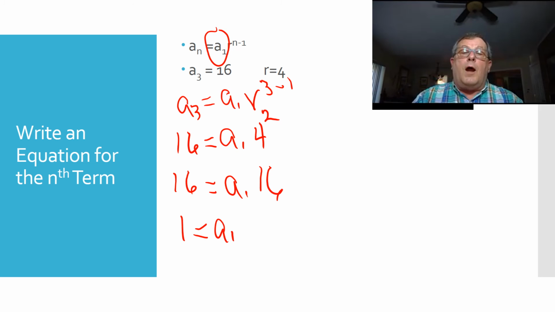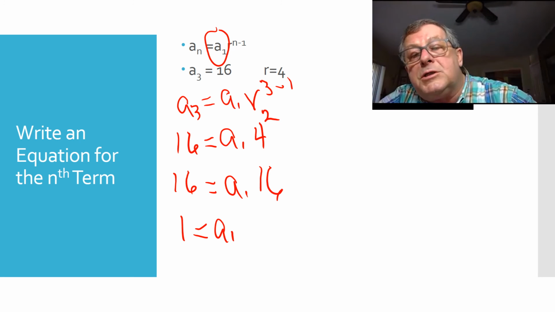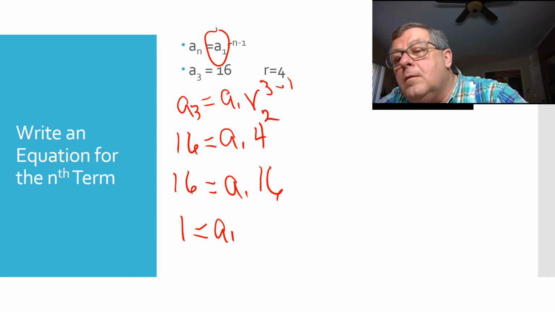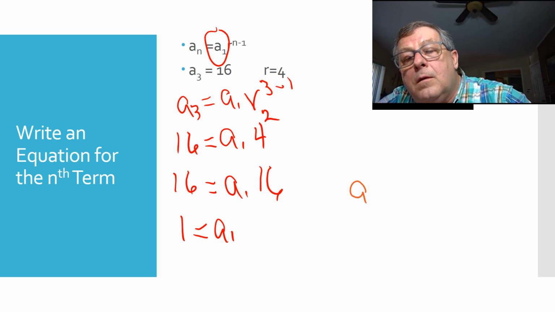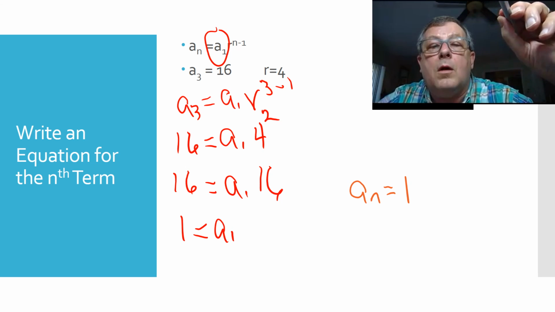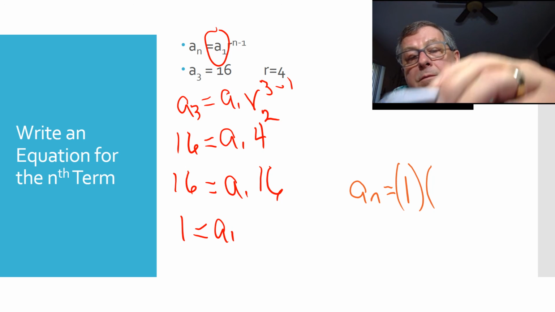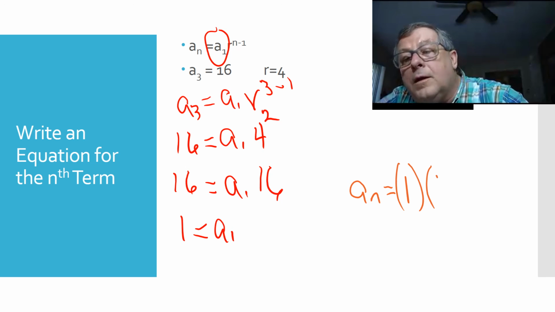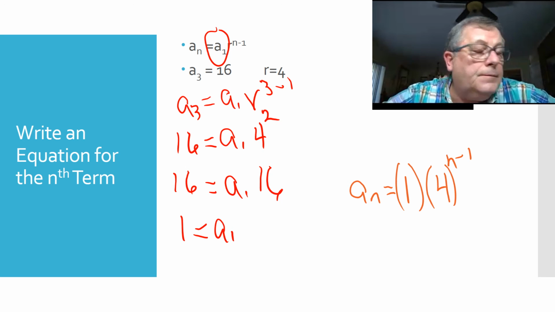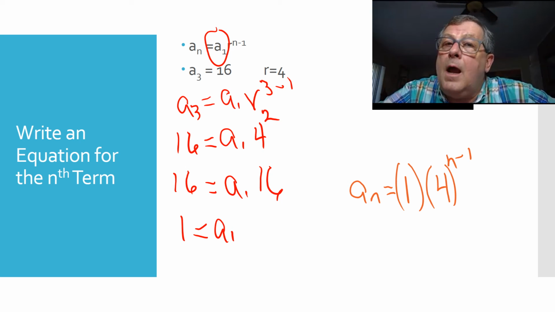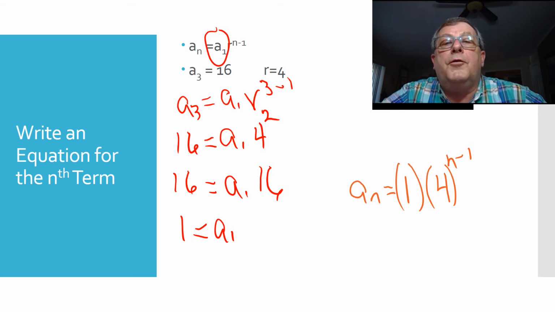All right, well, now I'm ready to write this equation. And I'm going to just simply say A_n is equal to 1. That's A_1. I'm going to put that in parentheses, times 4, the common ratio of this sequence, raised to the n minus 1. How about it? Go do it. Go forth and conquer.